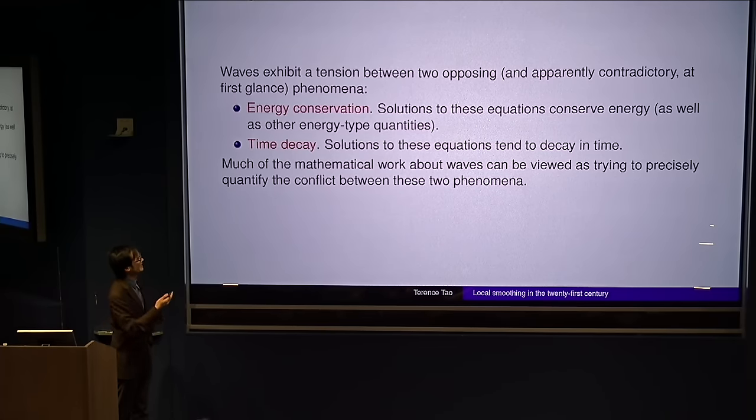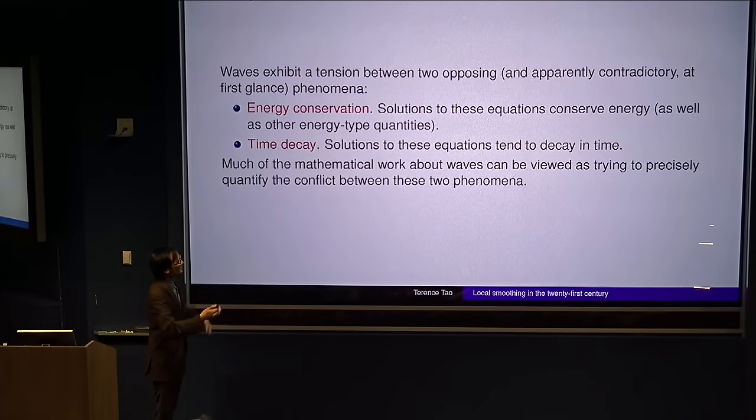The more technical term is that these are Hamiltonian equations. But then the other thing which is kind of fighting this conservation of energy is that they also like to decay. Waves tend to diminish as time advances. And these two facts are kind of contradictory. How can something be both conserved and decaying?